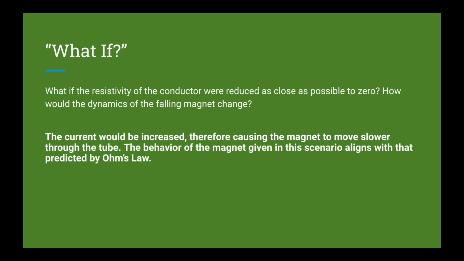What if? What if the resistivity of the conductor were to be reduced as close as possible to zero? How would the dynamics of the falling magnet change? The current would be increased, therefore causing the magnet to move slower through the tube. The behavior of the magnet given in this scenario aligns with that predicted by Ohm's law.